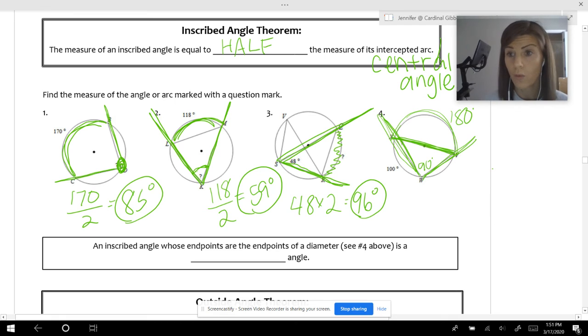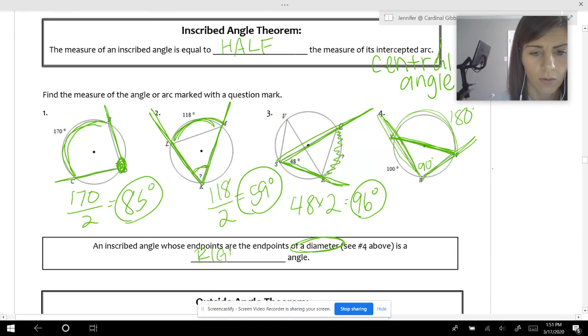So this is true for every diameter. When you have an inscribed angle and the endpoints of that angle form a diameter, that's always going to create a right angle, or a 90-degree angle.